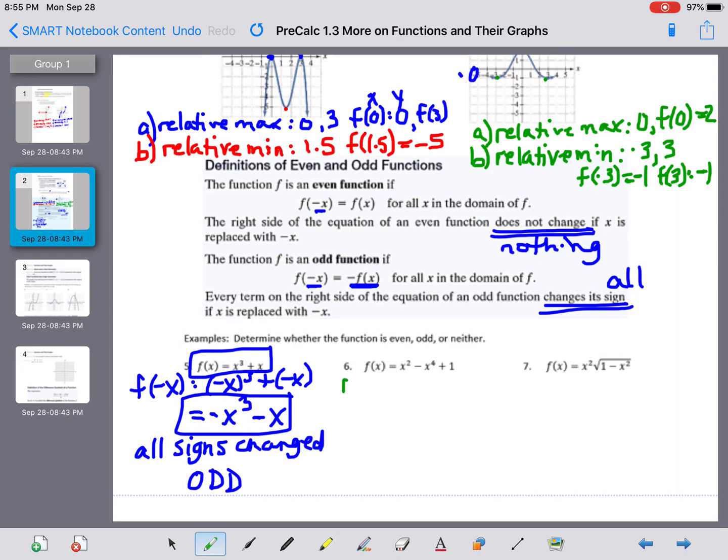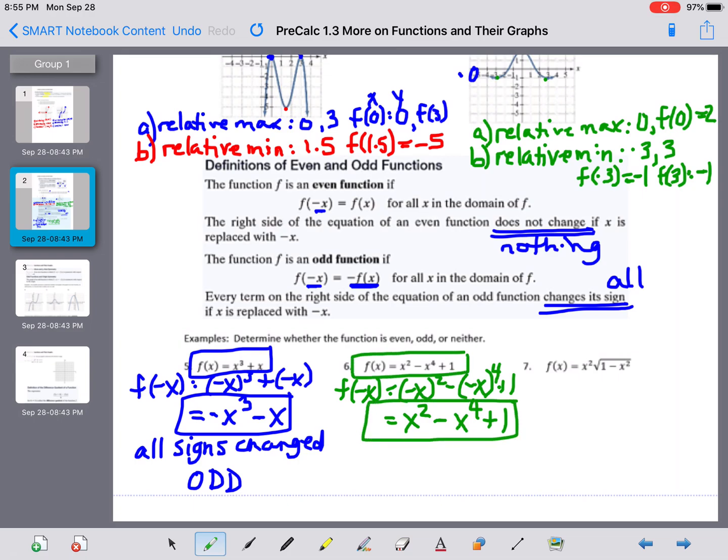I'm going to plug in negative x into every x spot. So I get negative x squared minus negative x to the 4th plus 1. So here, negative x squared, that's 2 negatives, it stays positive. So I just get x squared minus negative x to the 4th, well, that's 4 negatives, and that stays positive, so I just get x to the 4th plus 1. So here's my final equation once I simplify it.